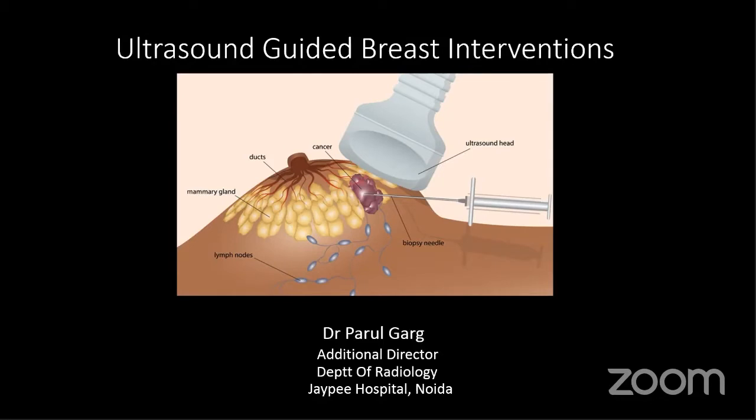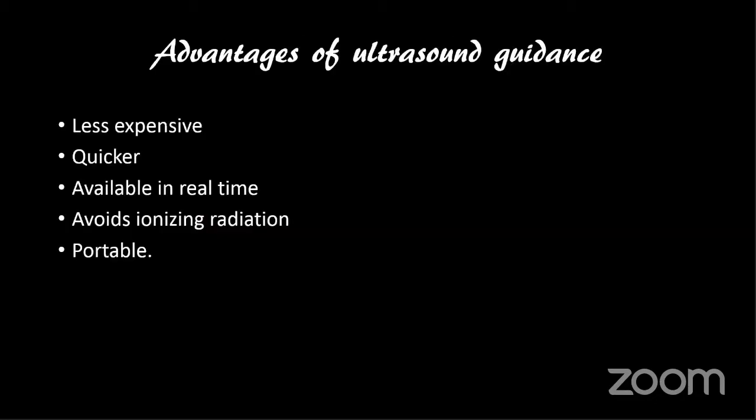So as breast cancer is increasing, so is the diagnostic capability of our imaging. And we have many interventions which we can perform in the breast. Ultrasound is a very important modality for interventions, although we can perform breast interventions through mammography, which is stereotactic guidance. Then we have MRI guidance also, or sometimes even CT guidance. But what are the advantages of ultrasound? It is less expensive, the most easily available modality, and it is quicker.